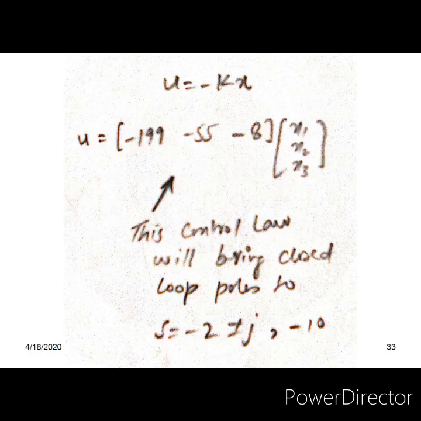So when we implement this control law, we will have it in this form: u equals minus kx, that is minus 199, minus 55, minus 8, multiplied with the state vector. And when we put this u into the state equation, the resulting system will have the closed loop poles at minus 2 plus minus j and minus 10.